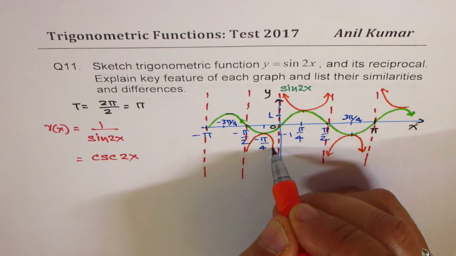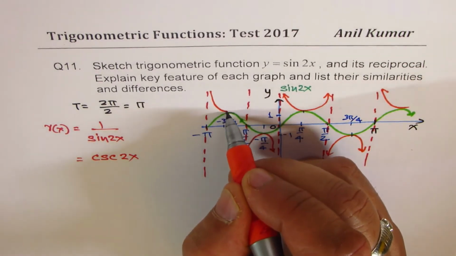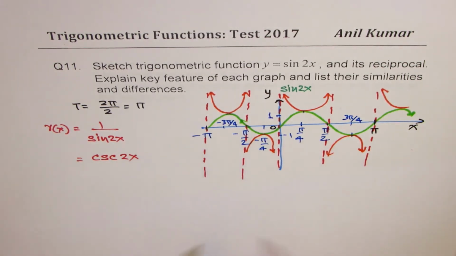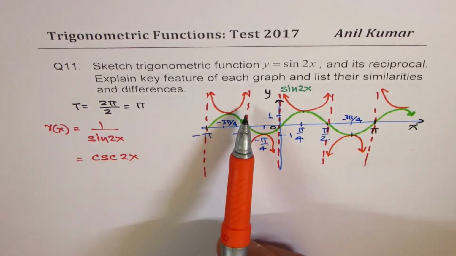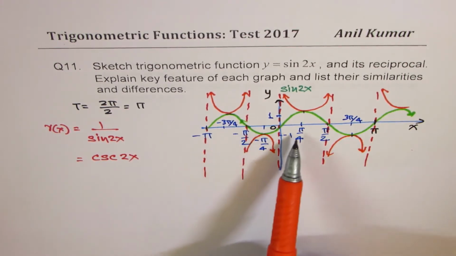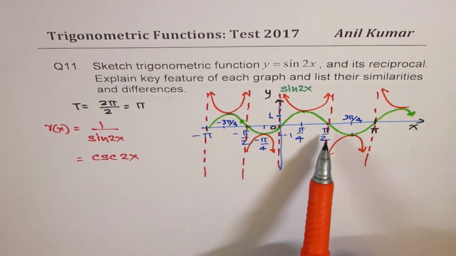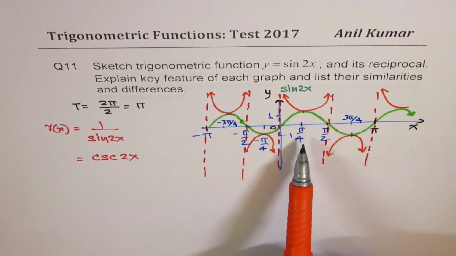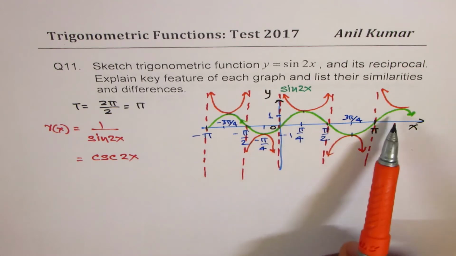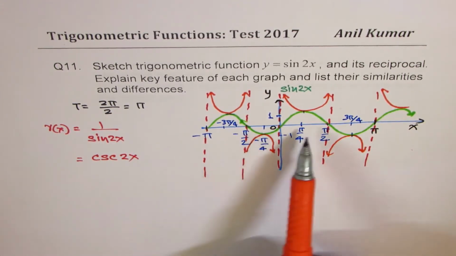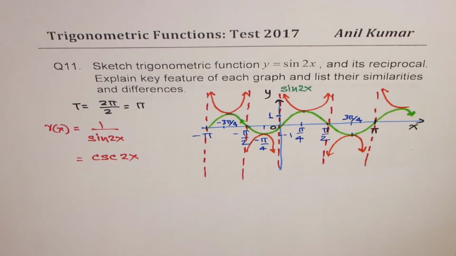So you can do a more accurate graph once you are working on graph paper, but that is how the reciprocal function will look, with vertical asymptotes at multiples of pi by 2, as shown here, and one value at pi by 4 and its multiples, and negative 1 also at minus pi by 4. That is how you're going to get your particular graph.